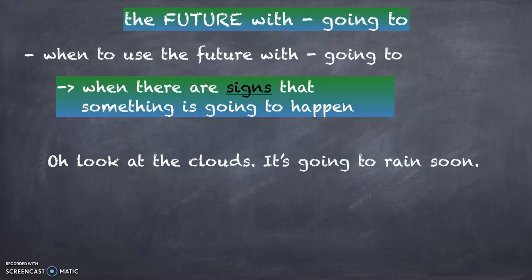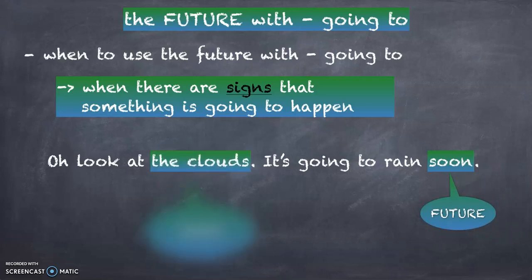Oh, look at the clouds. It's going to rain soon. Again, soon is a signal word for the future. And the clouds here are a sign that it is going to rain soon. So once again, you have to use the future with going to.